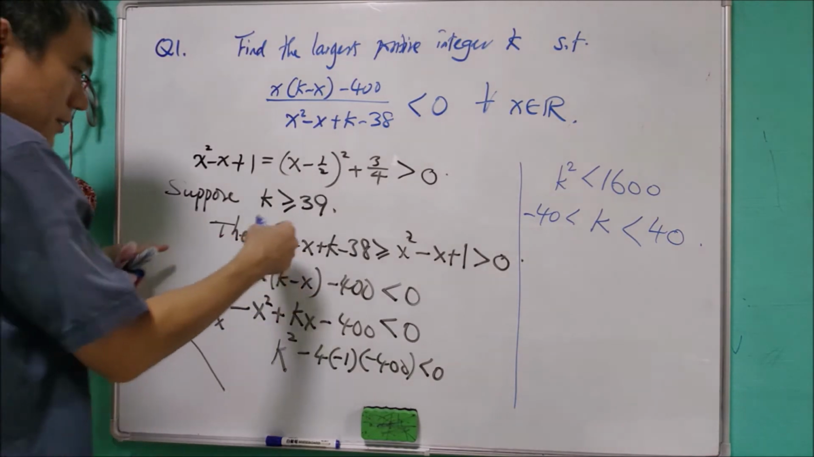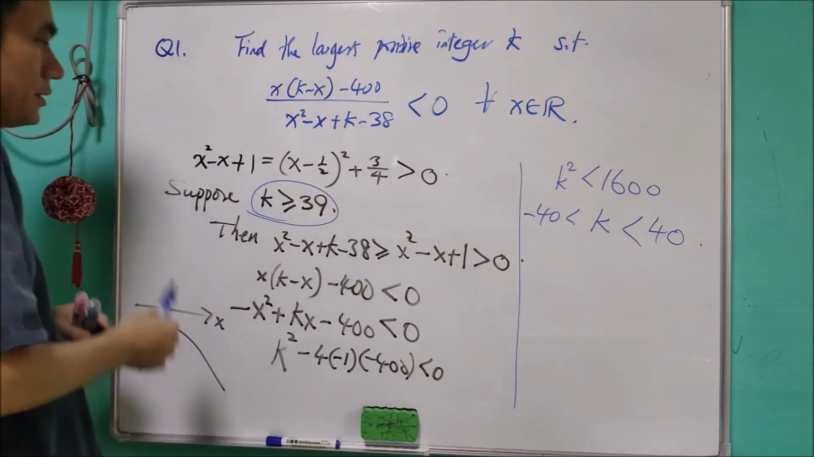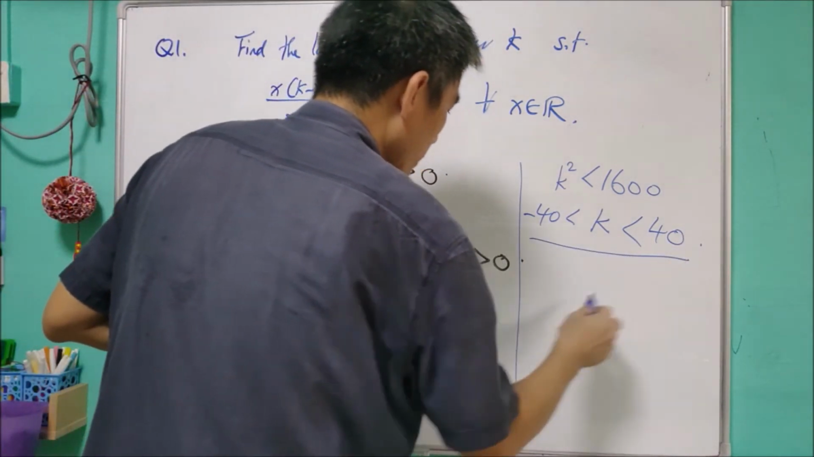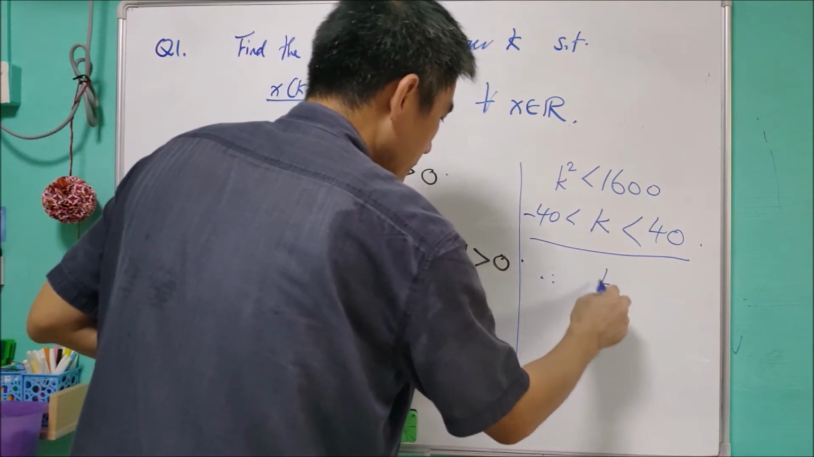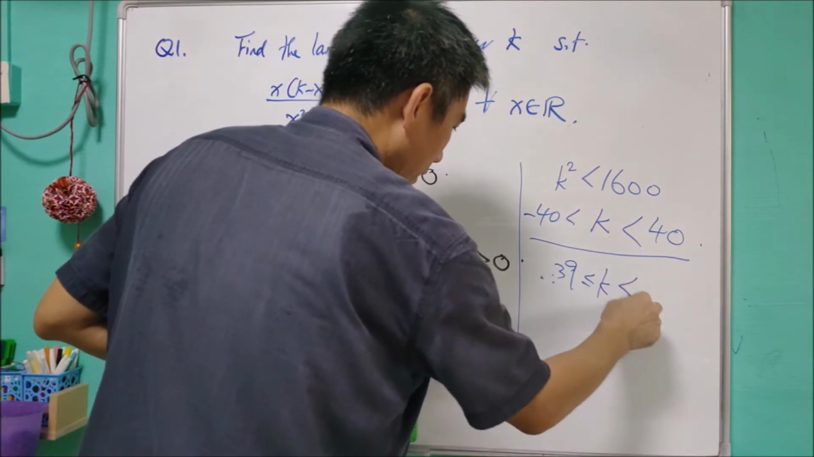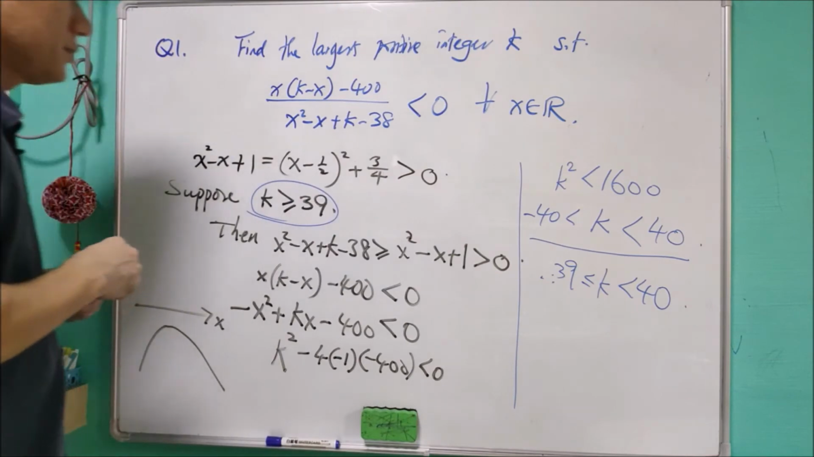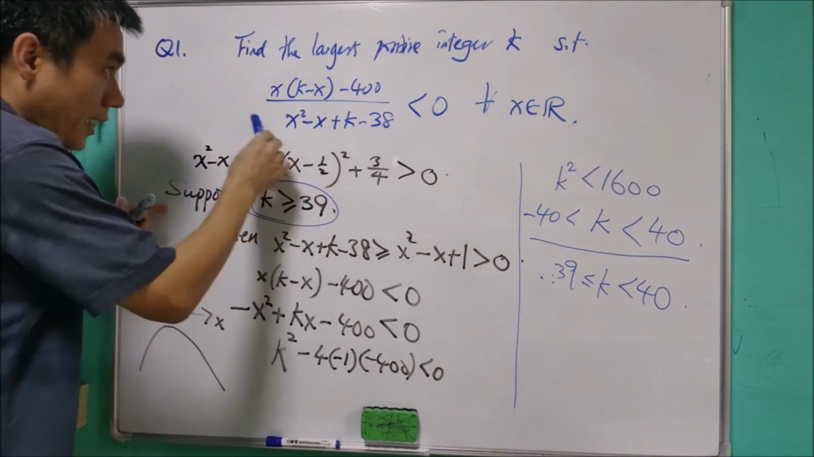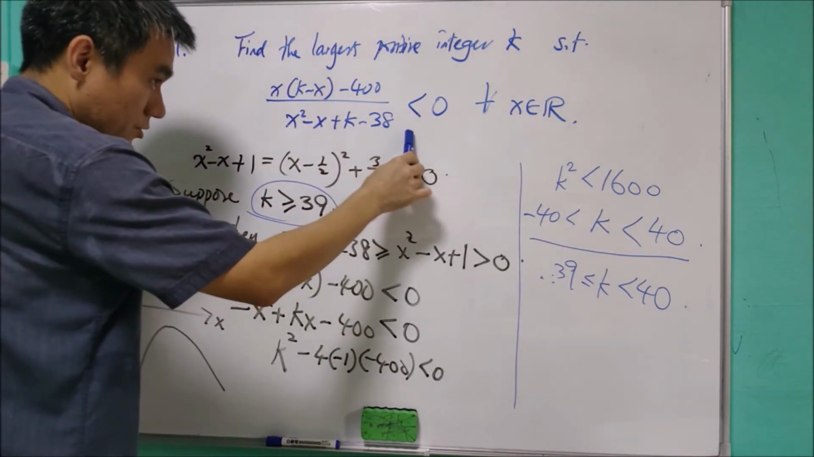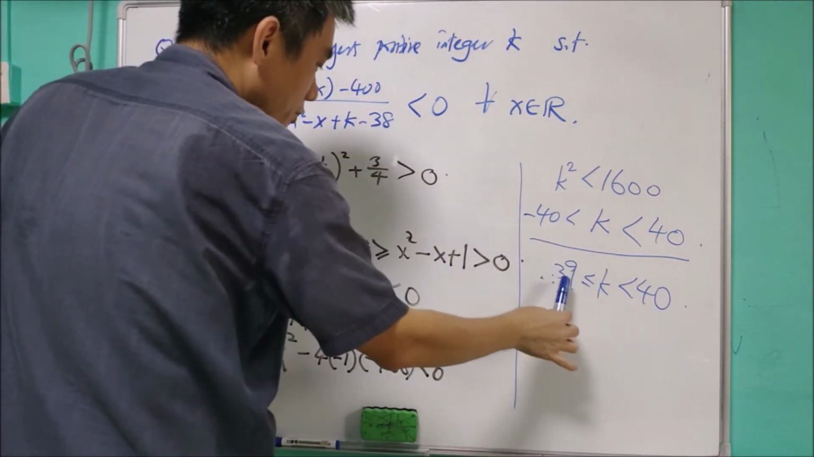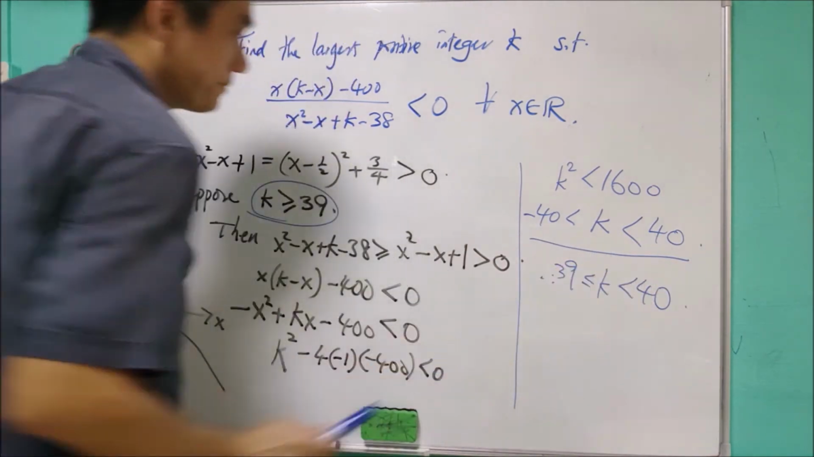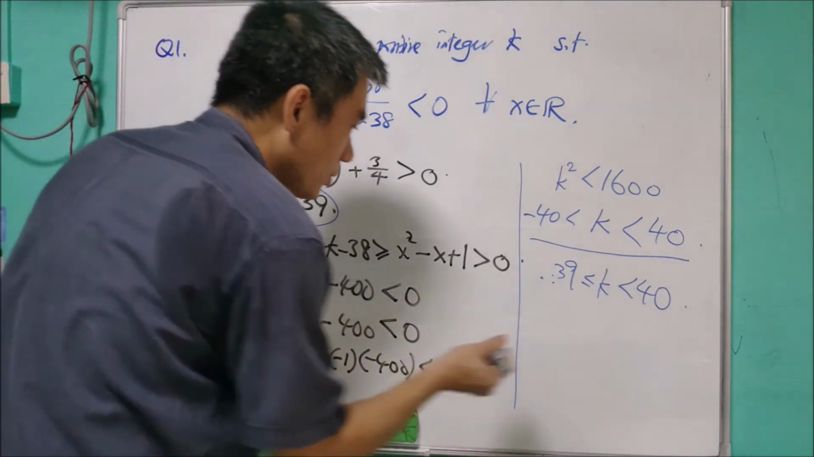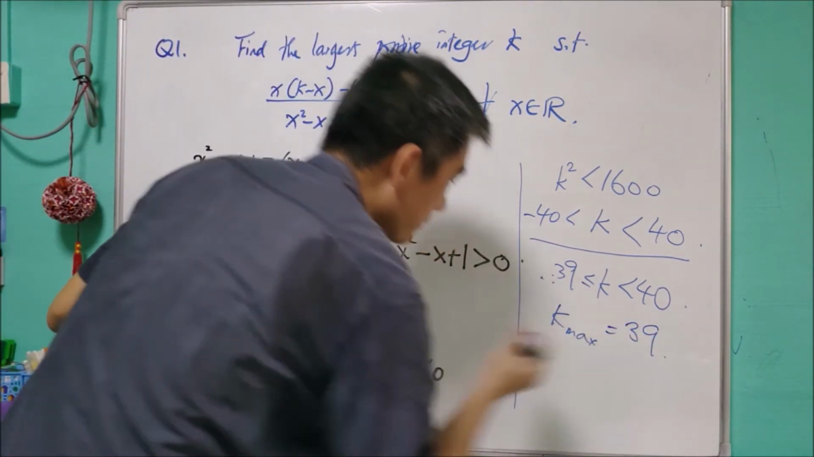But based on the condition, k is greater than or equal to 39, and combining these two, we will have k in between 39 and 40. So what does it mean here? It means that if k is greater than or equal to 39 and this inequality is true, then k has to be in between 39 and 40. So the largest possible integer k in this case will be 39.